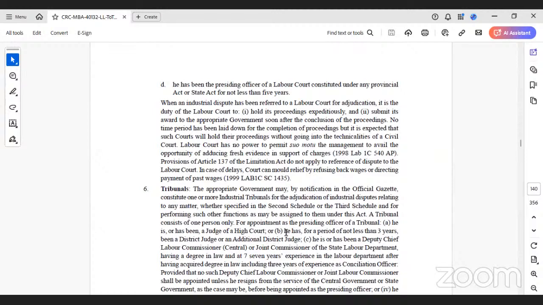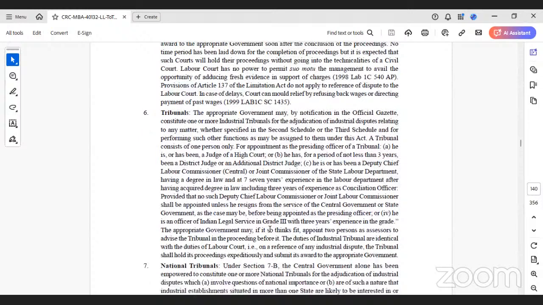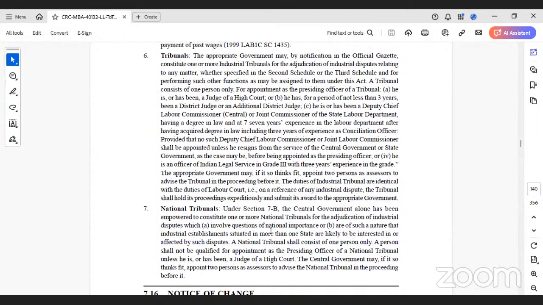And the tribunals: the appropriate government, by notification in the official gazette, constitutes one or more industrial tribunals for the adjudication of industrial disputes relating to matters specified in the second schedule or the third schedule. Here, the appropriate government may appoint 2 persons as assessors to advise the tribunal in proceedings. The duties of the industrial tribunal are more or less identical with the duties and responsibilities of the labor court.